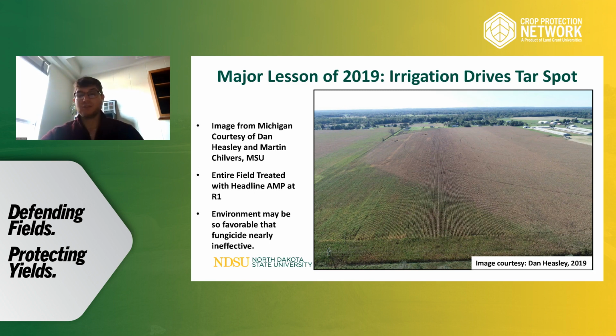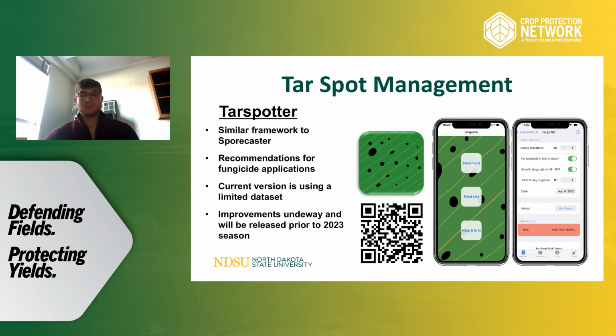So again, it's just driving home the point that moisture seems to be highly important for this disease in one way or another. So in order to manage tar spot, we developed an app called Tar Spotter, which is using the similar framework to Sporecaster, as you can see in this image here, with different weather variables and a few different inputs, such as fungicide and the current growth stage that it is in, as well as irrigation status that has been applied in the previous 14 days. So again, this tool will help guide producers of when to make fungicide applications.